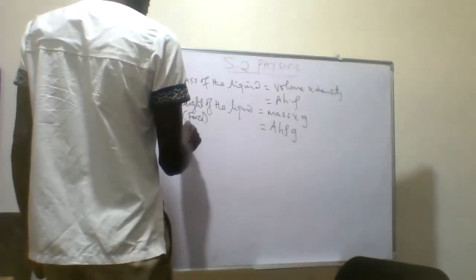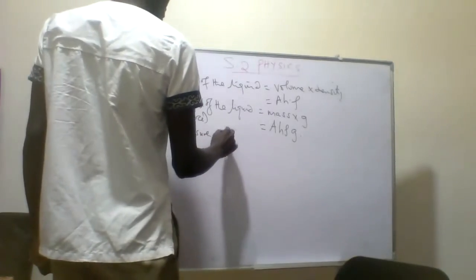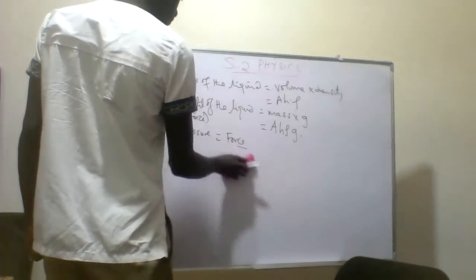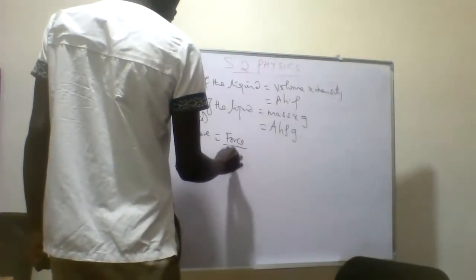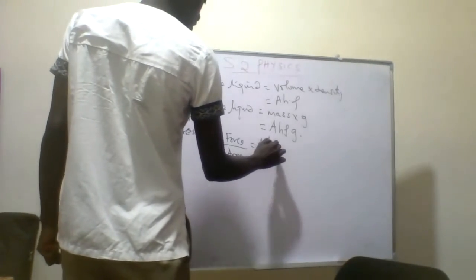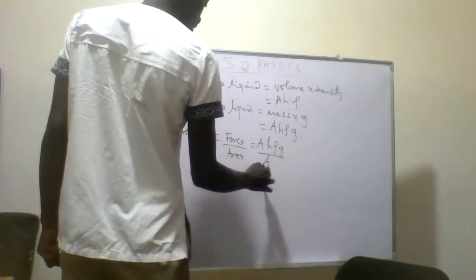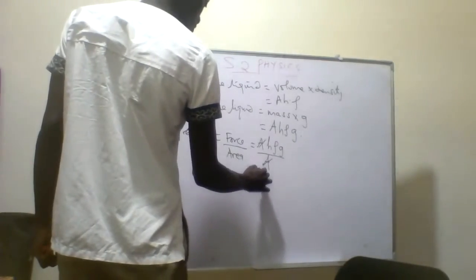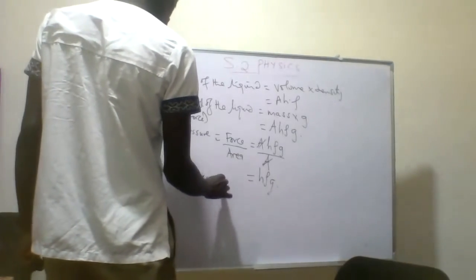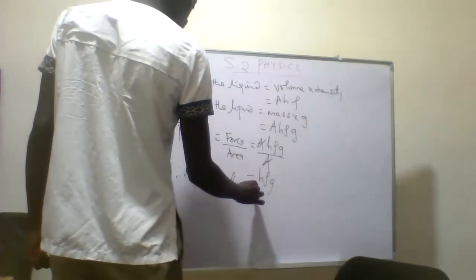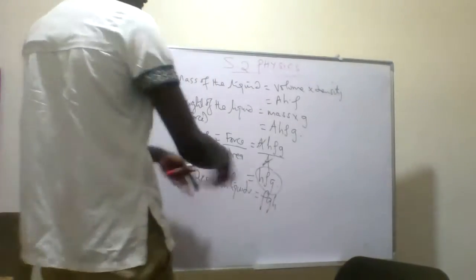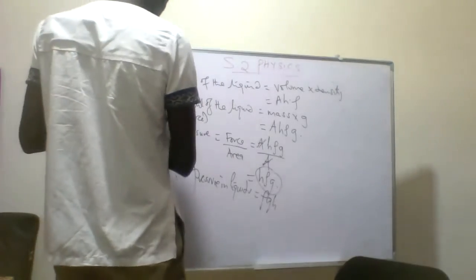Then, if that is the force, we go now to our formula for pressure. Pressure is equal to force over area. And the force is given by AH rho g divided by area A, where the A will cancel and we remain with H rho g. So in conclusion, pressure in liquids is given by this whole expression, rho gH. You can arrange those letters in any way that you prefer.